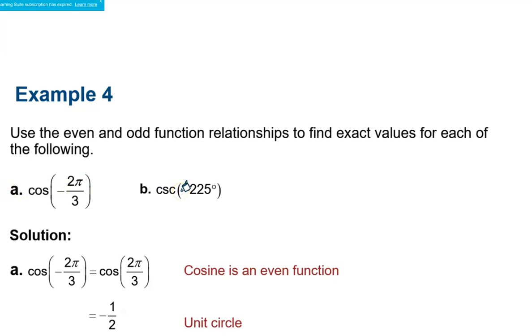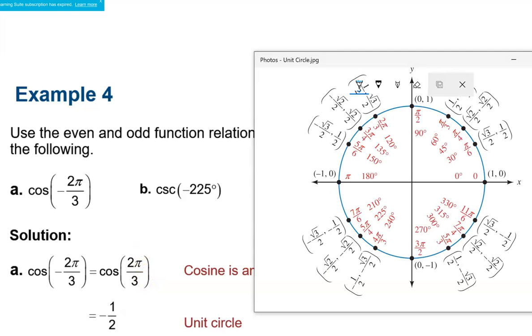Now let's look at the examples and use the even and odd function relationship to find exact values for each of the following: cosine of negative 2 pi over 3, and cosecant of negative 225 degrees. So the first one is cosine of negative 2 pi over 3. Well, we know that cosine is an even function, so cosine of negative 2 pi over 3 is equal to cosine of 2 pi over 3, which, from the unit circle, is equal to negative 1/2.